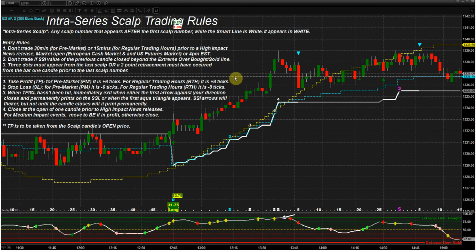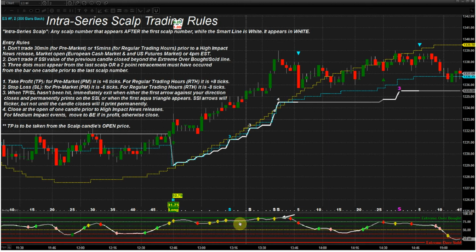Secondly, don't trade if the SSI value of the previous candle closed beyond the extreme overbought or oversold line. For example, this 4 right here. The SSI value here closed beyond the extreme. You can see the SSI value down here. That will always, as the SSI value is going up and down, show in gray when the SSI line itself is in gray.